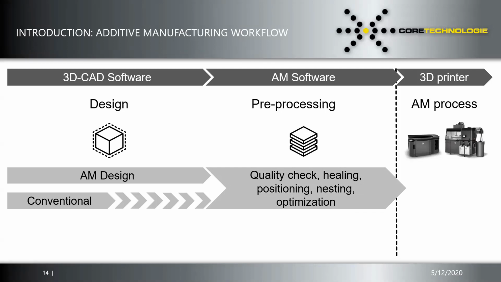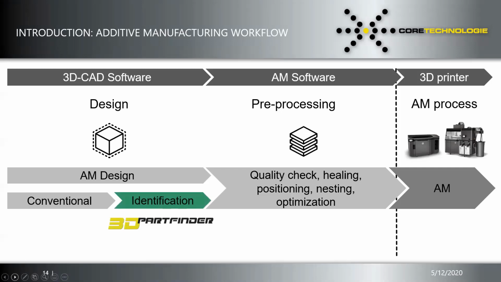Then what is happening in the AM software sector is the pre-processing, like quality check, positioning of the parts, optimization of the machine, and then the last step is the AM process.